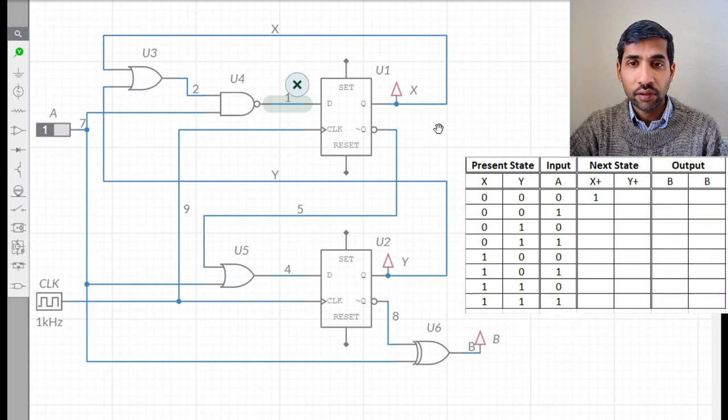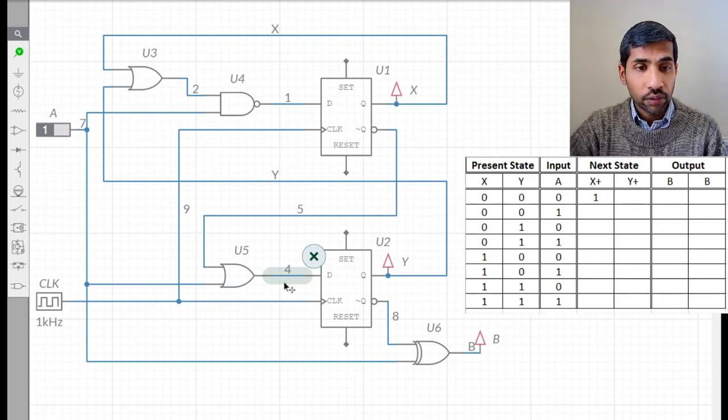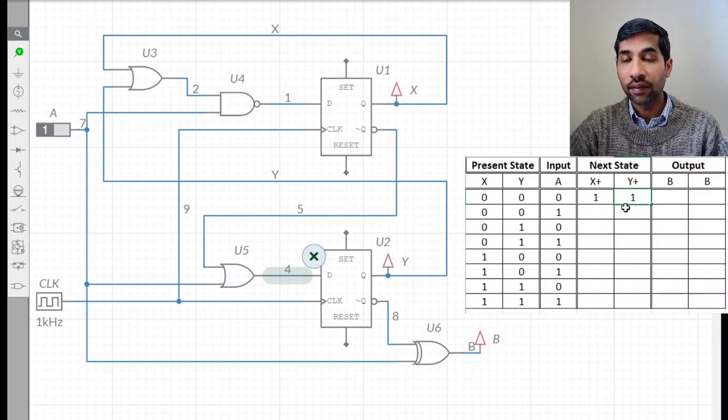Let's try to figure that out. To get Y plus, the next state of Y, we need to figure out what is the input that comes here. We are getting an input from X bar, which is going to be 1 because X is 0. And you're also getting an input which is going to be 0. So 1 OR 0 gives you 1, and therefore your output is again going to be 1 here. So your Y plus is 1 as well.